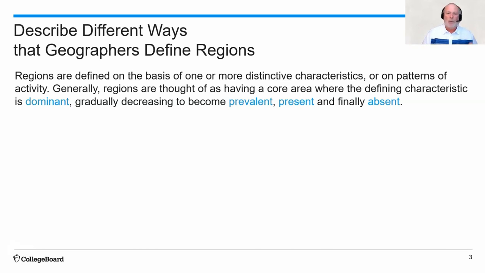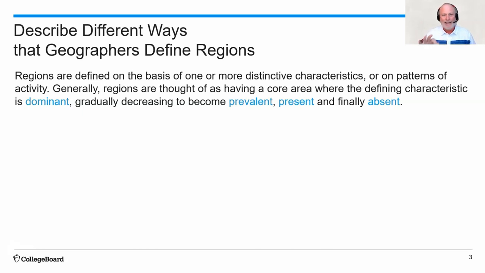So generally, when we think of regions, we think of them as having a core area where that phenomenon is dominant. And then it'll go to being prevalent, where it's kind of the majority. And then it'll be present. And then finally, as you escape the region and get outside of it, it's going to be completely absent. So one thing to just remember, all regions are going to have that common characteristic or that common activity.